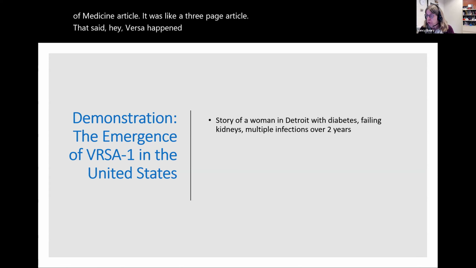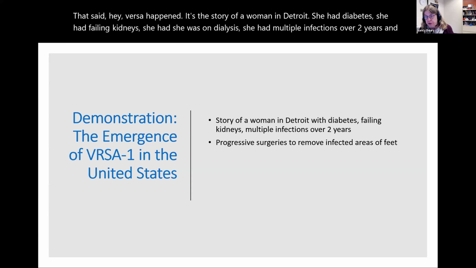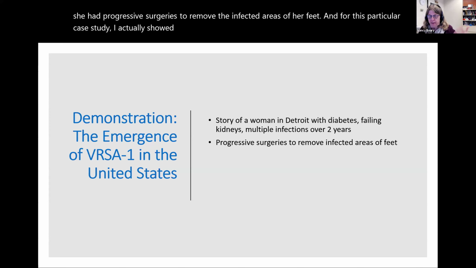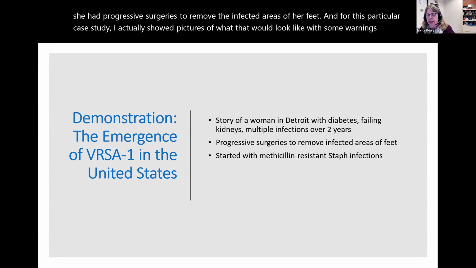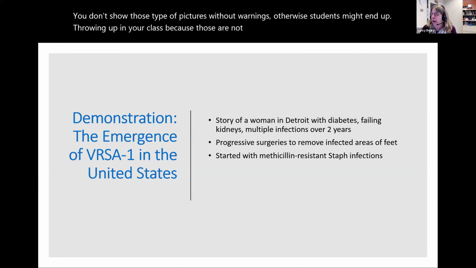It's the story of a woman in Detroit. She had diabetes. She had failing kidneys. She was on dialysis. She had multiple infections over 2 years, and she had progressive surgeries to remove the infected areas of her feet. For this particular case study, I actually showed pictures of what that would look like, with some warnings, because you don't show those type of pictures without warnings. Otherwise, students might end up throwing up in your class because those are not great pictures.